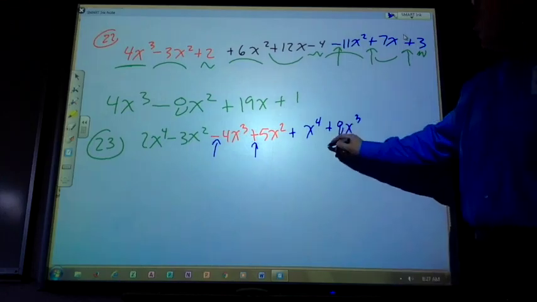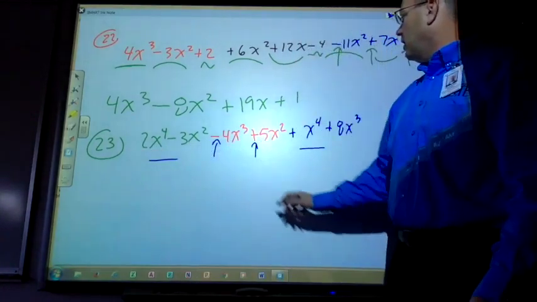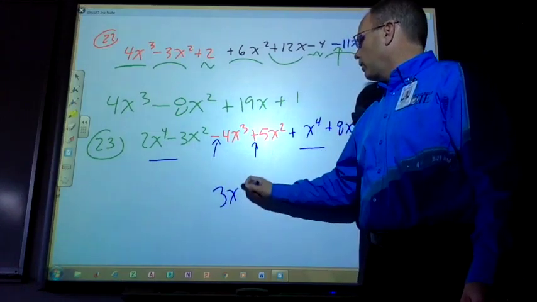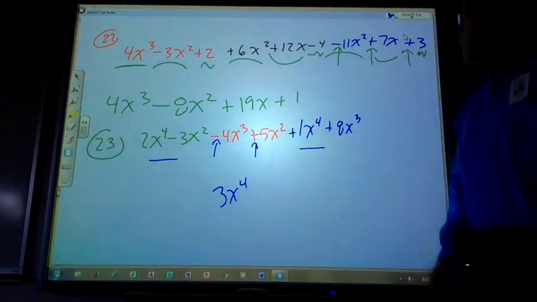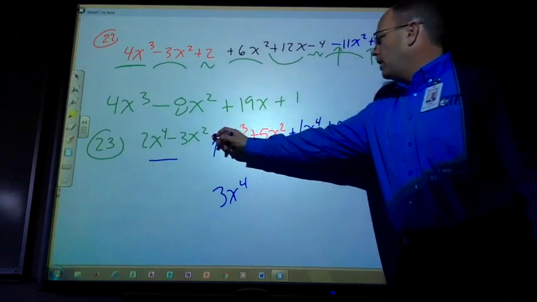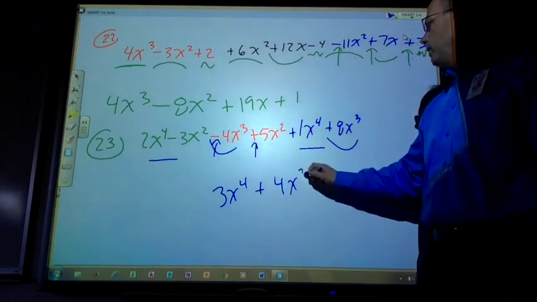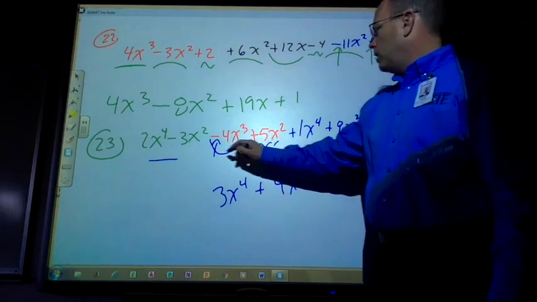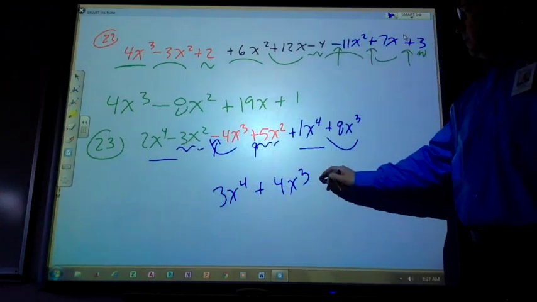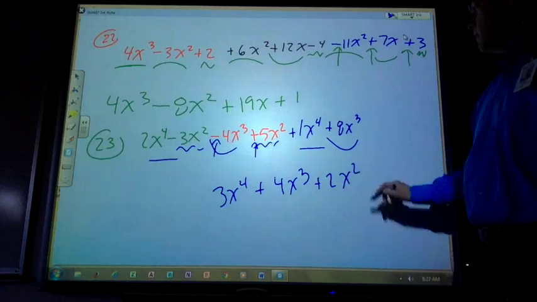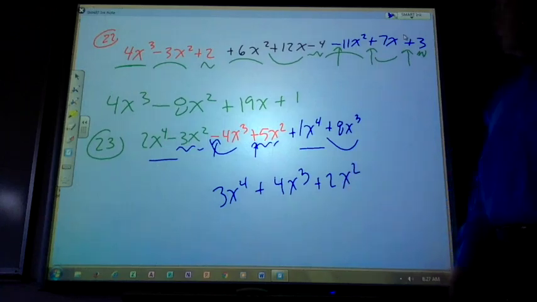Looks like x to the fourth is my highest exponent. So I have 3x to the fourth. Remember there's a 1 sitting there. And then I get this one and this one to combine. So that gives me plus 4x to the third. And this one, I get plus 2x squared. And that's it.